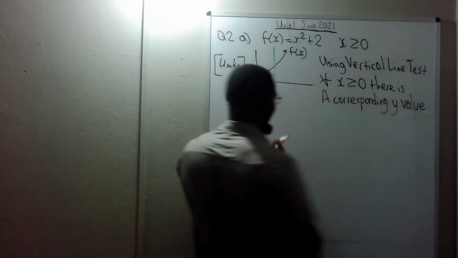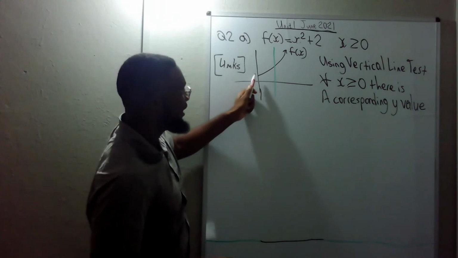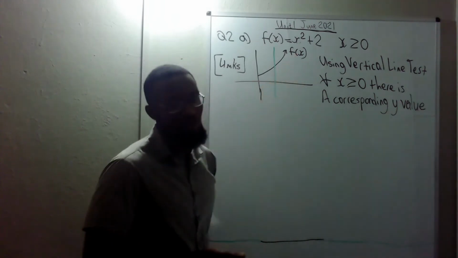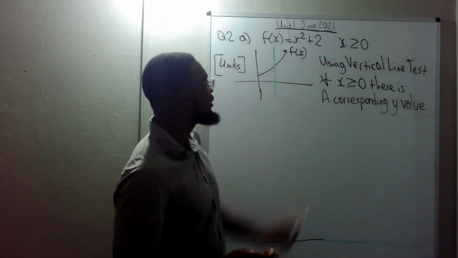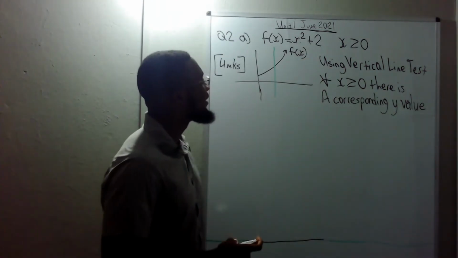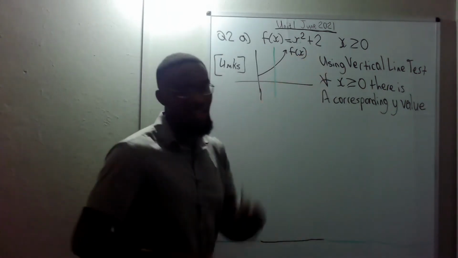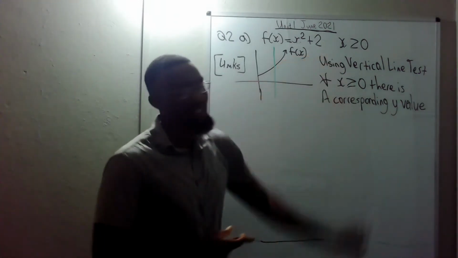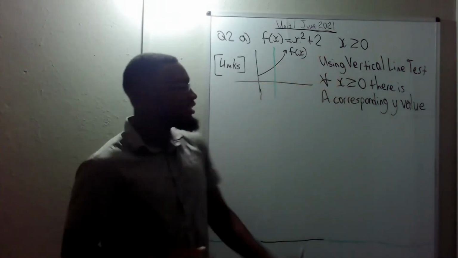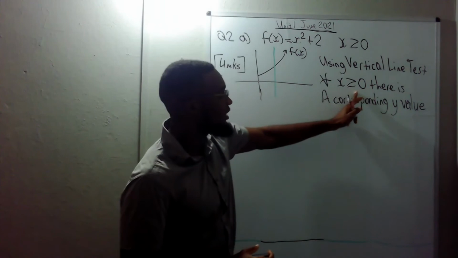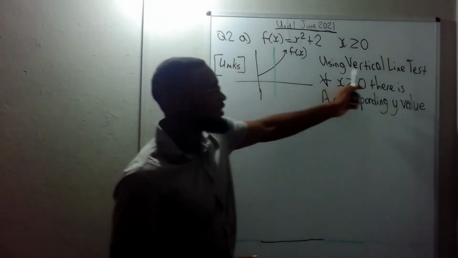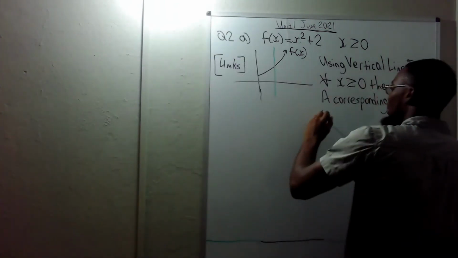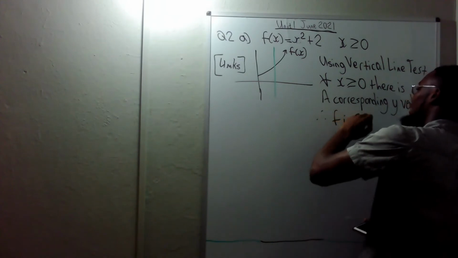Guys, if we use the vertical line test, look, using the vertical line we detect when x is 0, y is 2, when x is 1, y is 3, when x is 2, y is 6, and it continues and continues, when x is 10, y is 102, when x is 1000, y is 1000 squared plus 2. So for every x value bigger than or equal to 0, we get a corresponding y value. So using the vertical line test, for all x there is a corresponding y value, and so therefore f is surjective.